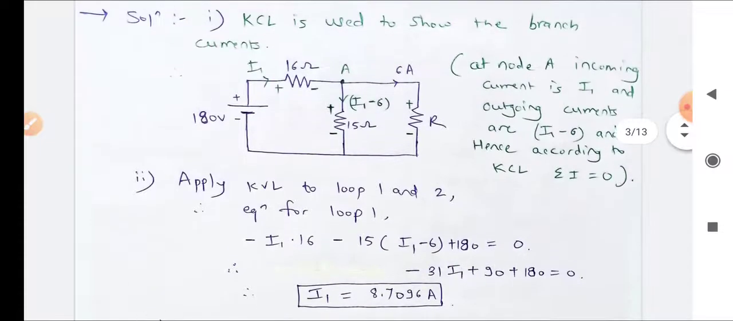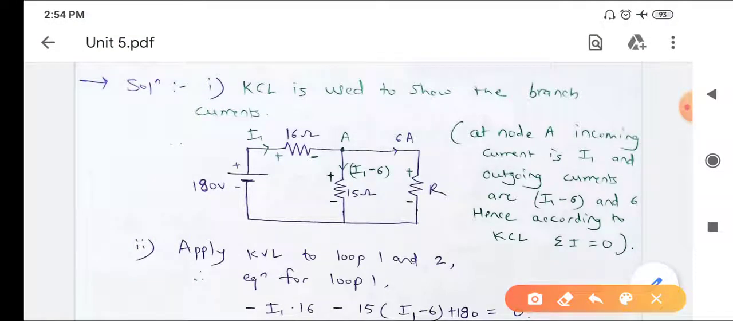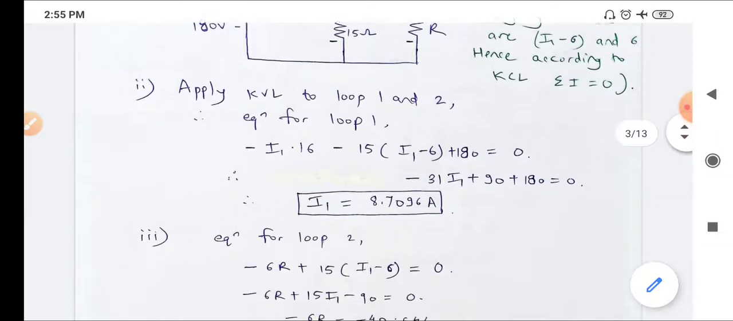Whenever we are tracing the path for loop 2 in clockwise direction, minus 6 into R is a potential drop. But plus 15 into I1 minus 6, that is, 15 into bracket I1 minus 6, is the potential rise for loop 2, because in this case the first encountered sign is negative sign and hence it is a potential rise for loop 2. Now we'll write the equation.